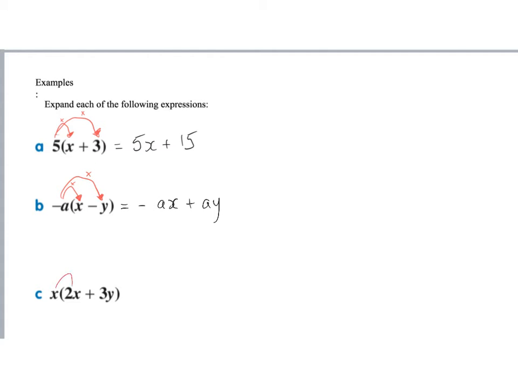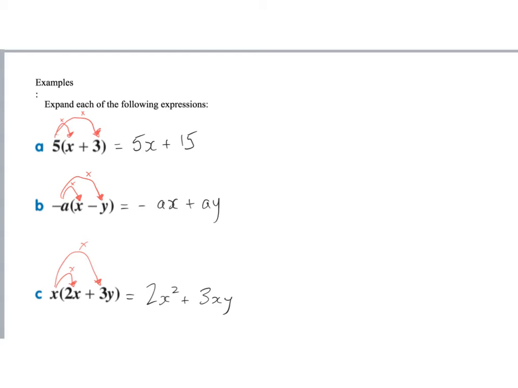Same with c. If we multiply both terms by x, now we've just looked at our index laws, so x times 2x will give us 2x squared. Then we've got x times 3y, which will give us 3xy. Now it's okay if you write 3yx, it's the same, but generally we'll write them in alphabetical order.